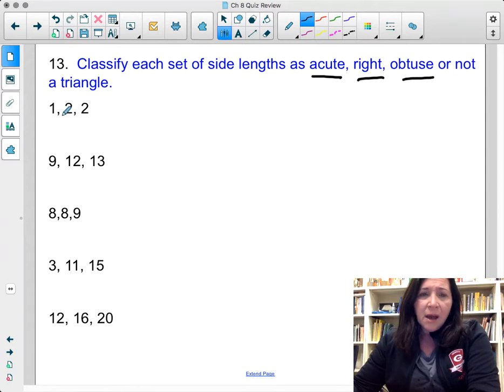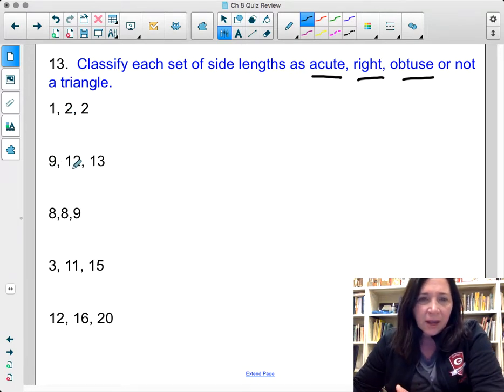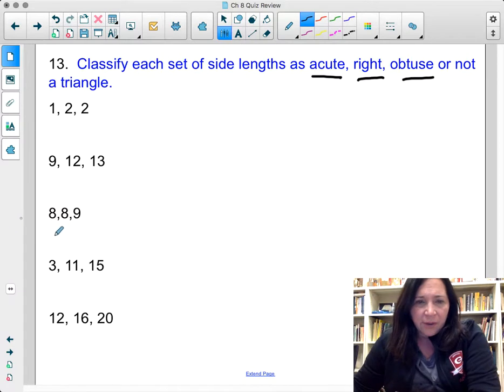So meaning, let's just double check all of these real quick. 1 plus 2 is 3. 3 is greater than 2. Okay, that works. 4 is greater than 1. 1 plus 2 is 3. 3 is greater than 2. Okay. 9 plus 12, 21, greater than 13. These are greater. 8 plus 8 is what? 16. 16 is greater than 9. That's greater than 8. 3 plus 11 is 14. Is 14 greater than 15?